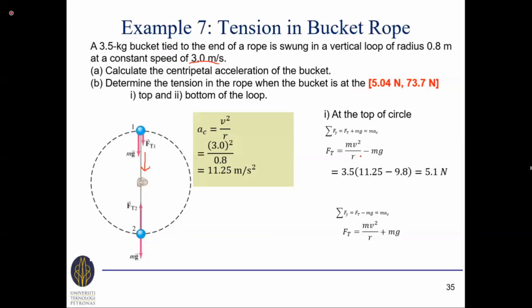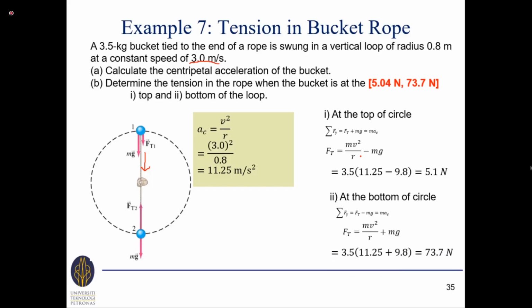Then at the bottom part, you will see that Ft minus mg equals m a_c. The minus refers to the tension and the weight having different directions. Since we follow the centripetal acceleration, the upward direction is taken as positive. Proceed with the calculation, and again, be careful when you are rearranging the formula from left to right. You should be getting 73.7 Newton.